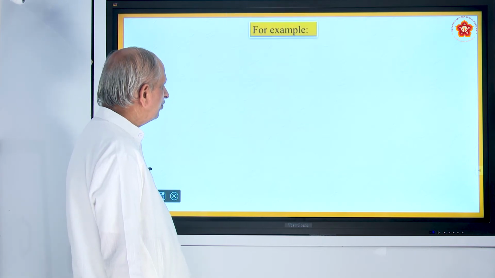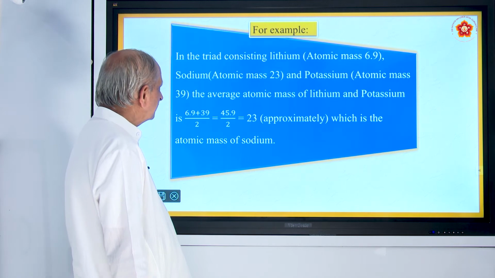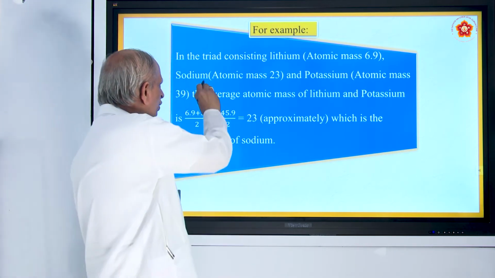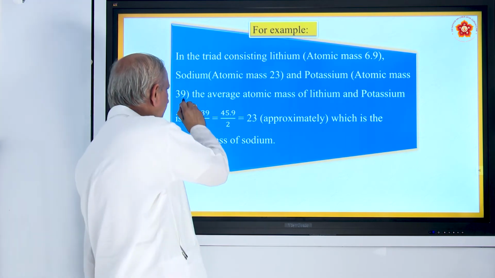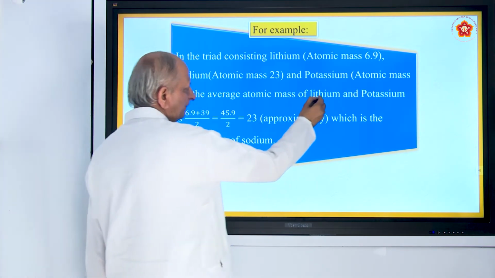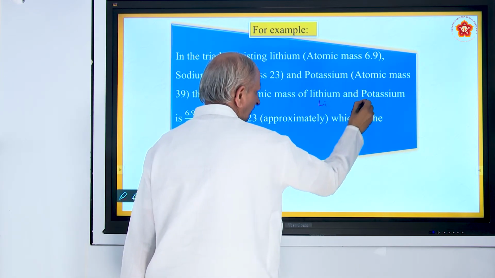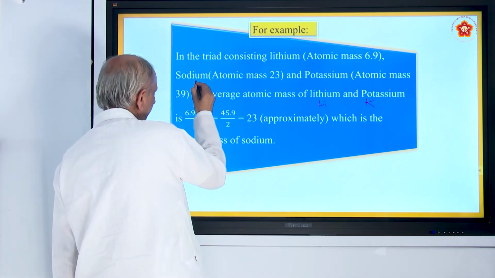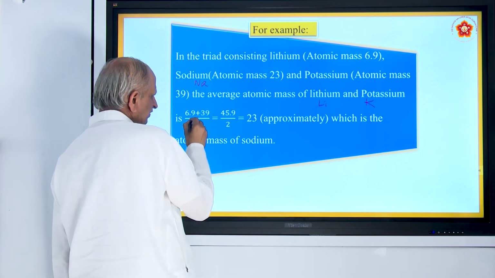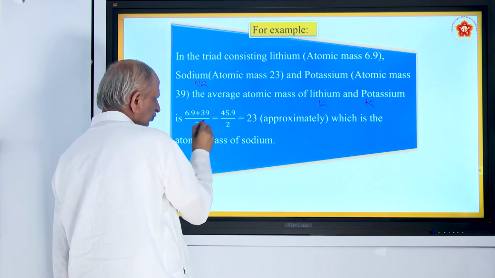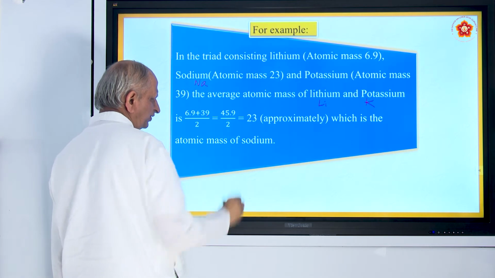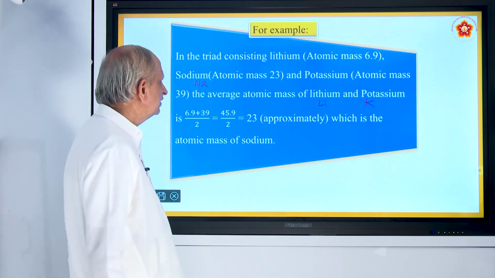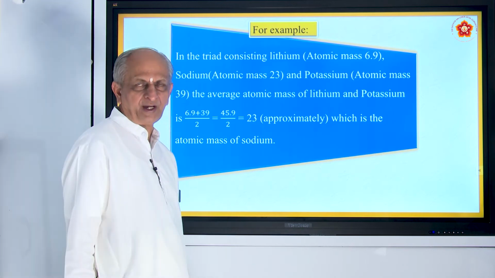Okay, now one more example we will see. In the triad consisting of lithium, atomic mass 6.9, almost equal to 7, sodium 23, potassium 39. Lithium is Li, potassium is K, and sodium is Na. So the average of lithium and potassium, 6.9 plus 39 by 2, that is 45.9 by 2, is almost equal to 23, the atomic mass of sodium. This is what is called Dobereiner's law of triads. Is it okay?